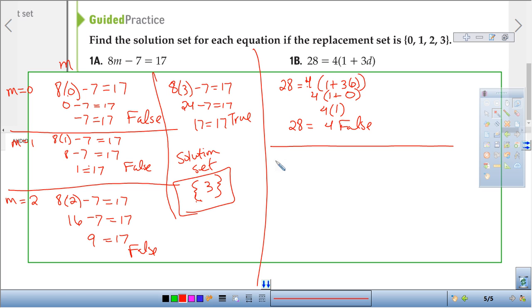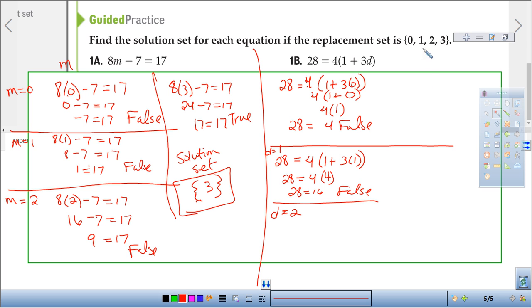Okay? Now I come out here and go 28. Try the replacement over here. We're going to do this one when D is equal to 1 now. Is 28 equal to 4 times 1 plus 3 times 1? 3 times 1 is a 3, now we add that to the 1, so we're going to go with a 4 here. 4 times 4. Is 28 equal to 16? False.